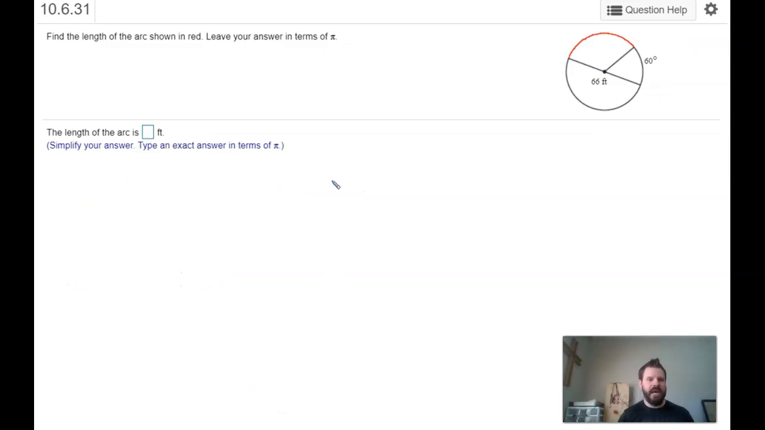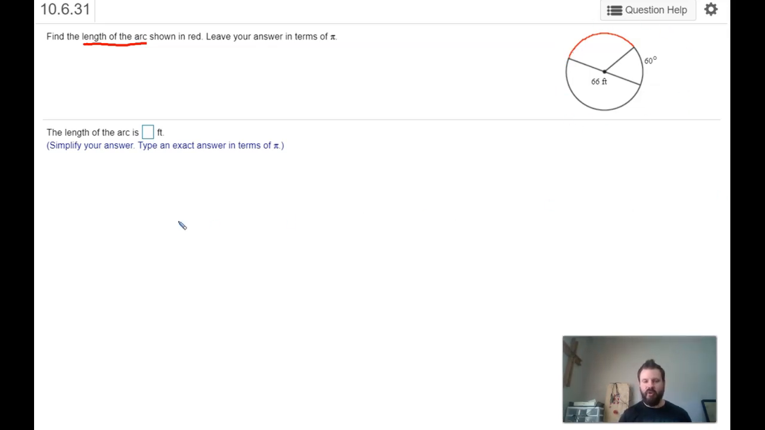All right, on to number 9. In this one, we're looking for the length of an arc. The length of an arc is a piece of the circle's circumference. So I want to find the length of the red arc. I want to find the distance along the circle along my red. And that's just a fraction of the circle's overall circumference.